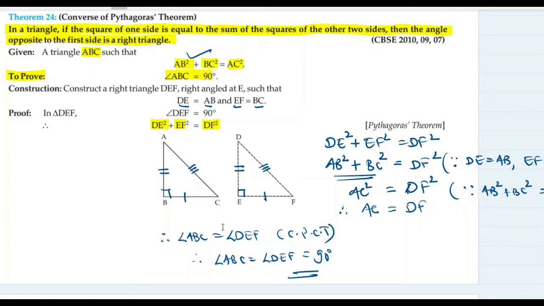Now since AC is equal to DF in both the triangles, all the three sides are equal. So both the triangles are congruent by SSS test, and therefore by CPCT their corresponding angles will be equal, and angle ABC becomes equal to angle DEF, which is 90 degree. So angle ABC is also 90 degree. You have to pause this video and then write the whole proof properly. This proof is also asked in exams. So you need to write the proof properly and remember how to prove it in future.